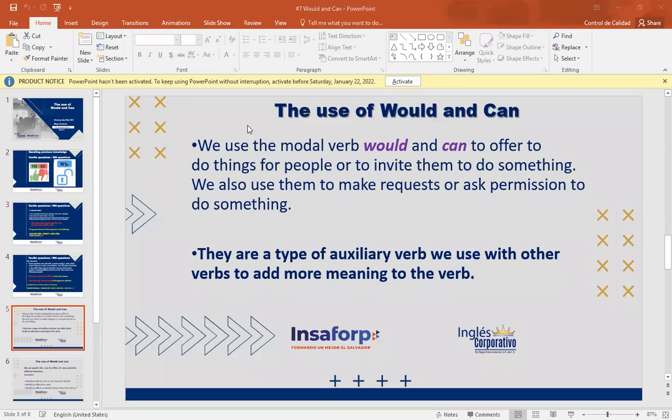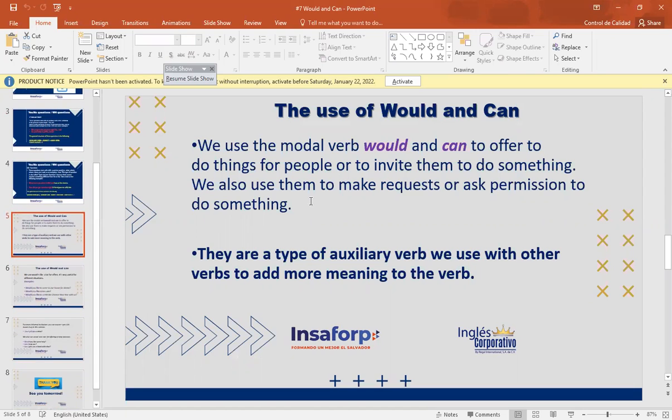The use of will and can. In the video, we did a review about can, but in this presentation, we are going to review a little bit about the auxiliary will as well, because both will and can are used to make offers and to invite people. For example, we use the modal verbs will and can to offer to do things for people or to invite them to do something. We also use them to make requests or ask permission to do something.